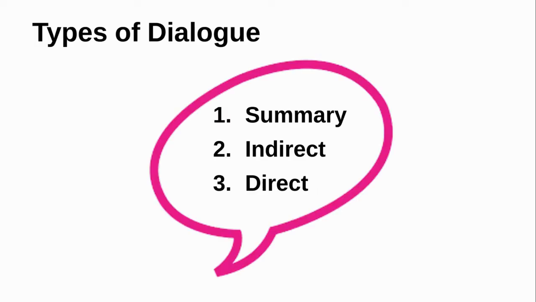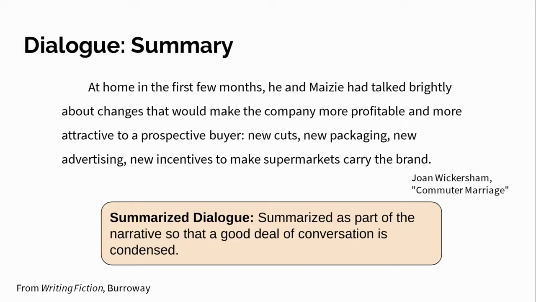All right. There are different types of dialogue or ways that dialogue is relayed to the reader in a type of fiction. There is summary dialogue, indirect dialogue, and direct dialogue. Here is an example of summary. At home in the first few months, he and Maisie had talked brightly about changes that would make the company more profitable and more attractive to a prospective buyer. New cuts, new packaging, new advertising, new incentives to make supermarkets carry the brand.